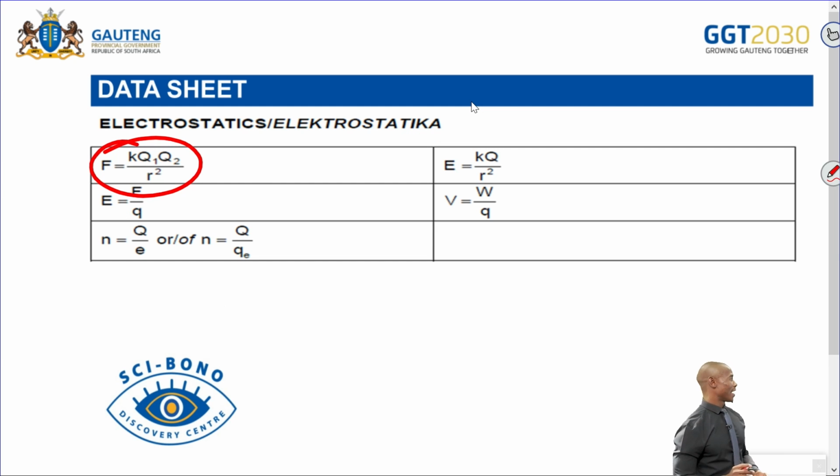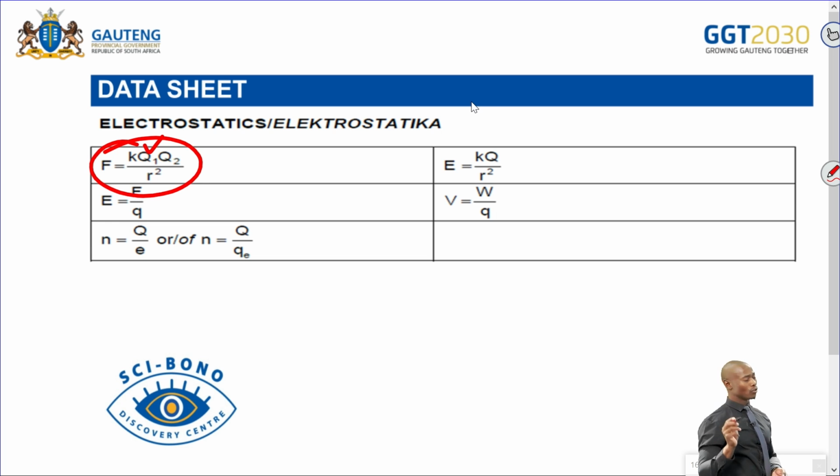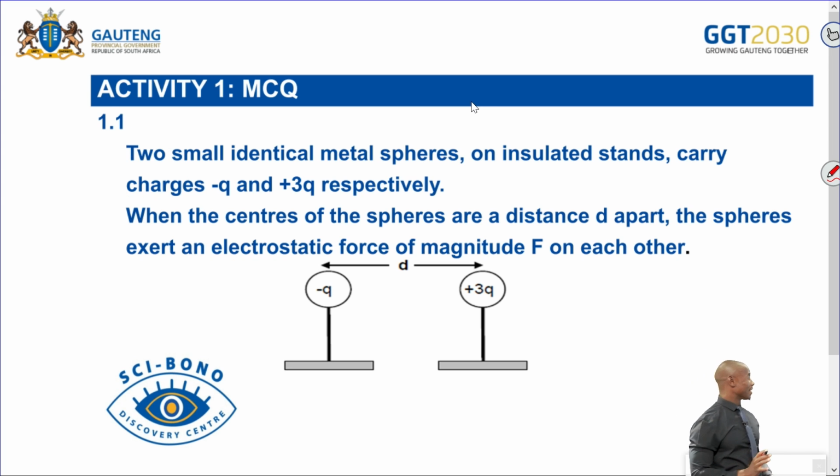It's a constant, right? Then this Q is always in coulombs. This other Q is always in coulombs. This R, which is the distance between them, is always measured in meters. So if it's not in meters, convert. If the charge is not in coulombs, you also need to convert. All right. Then that is the equation that we are only going to deal with today, right?